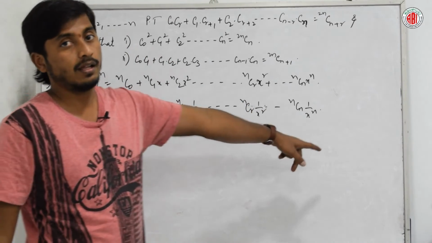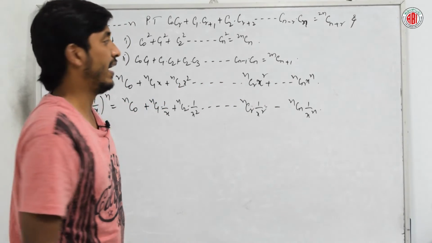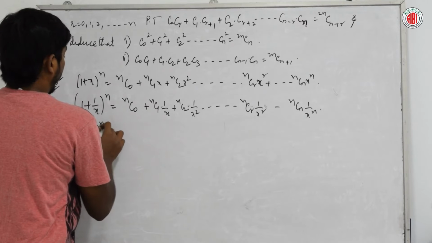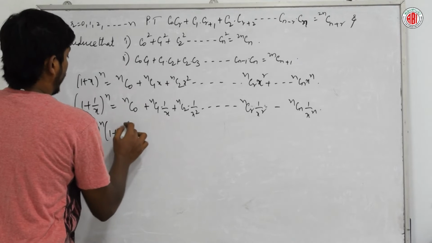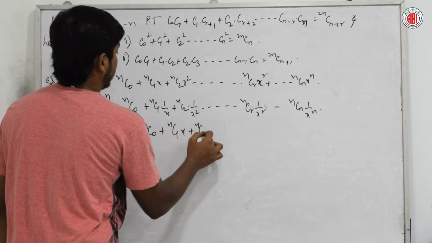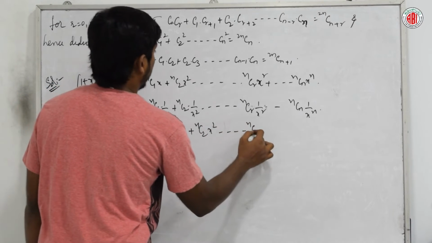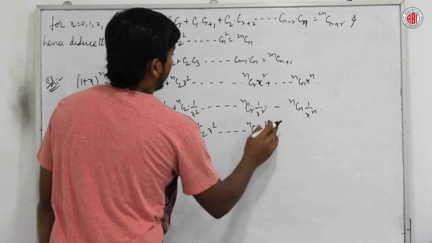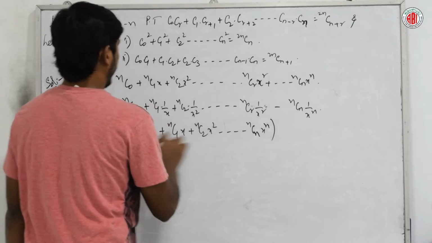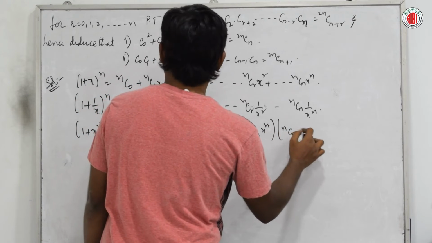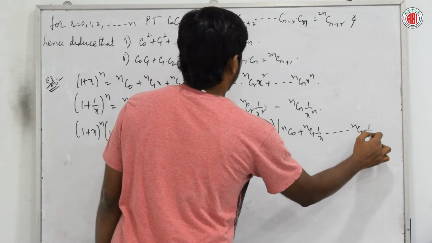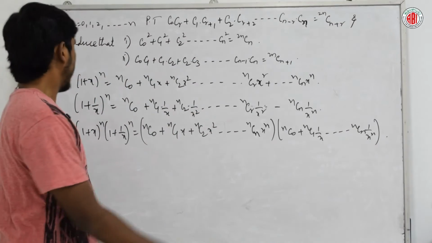Is it clear? Now let us multiply both. What do we get? If I multiply these both, what I get is (nC0 plus nC1 x plus nC2 x square and so on up to nCn x power n) into (nC0 plus nC1 by x and so on up to nCn by x power n). Is it right?